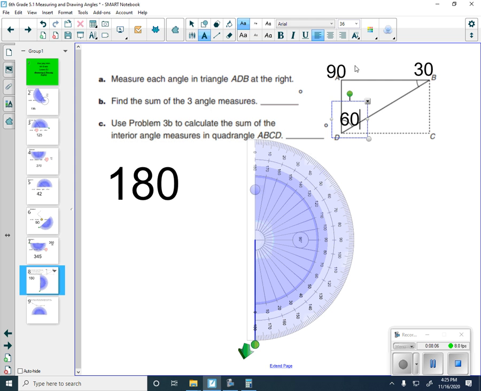Let's see how we did. 90, well, how about 60 plus 30 is 90. 90 plus 90 is 180 degrees. Hey, I measured pretty well.